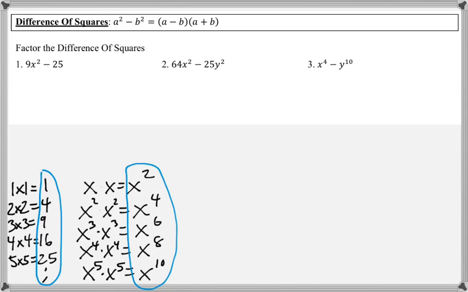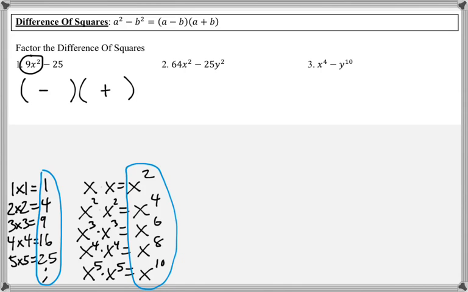Now in the actual formula, it's going to factor into two binomials. Both have a and b, and one of them is going to be subtraction and one of them is going to be addition. So I look at number 1 and I'm going to put two parentheses, one with subtraction, one with addition.